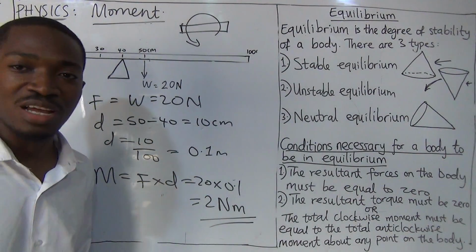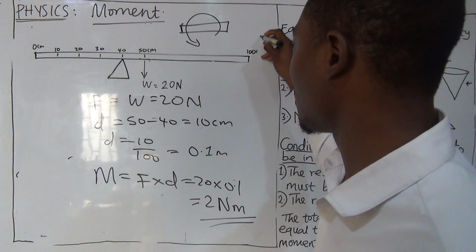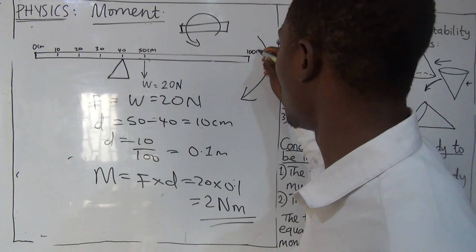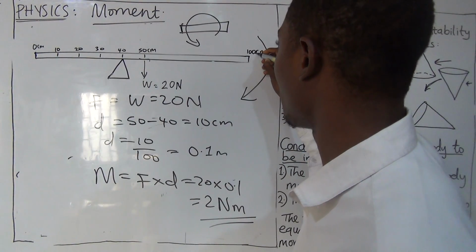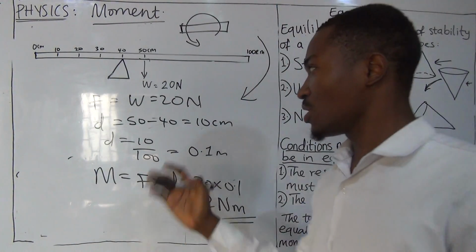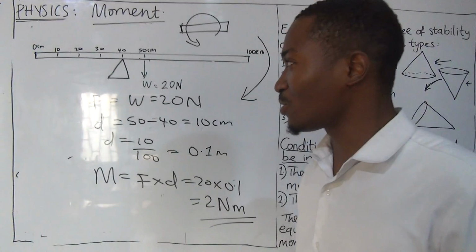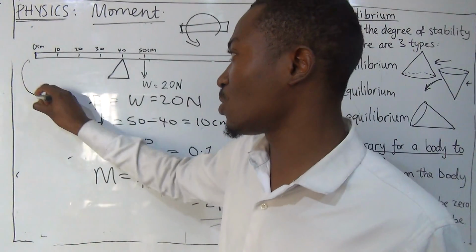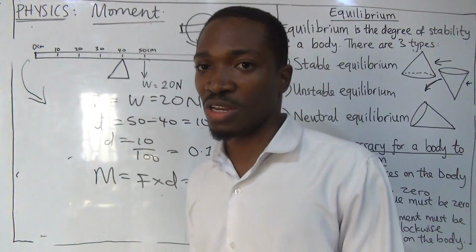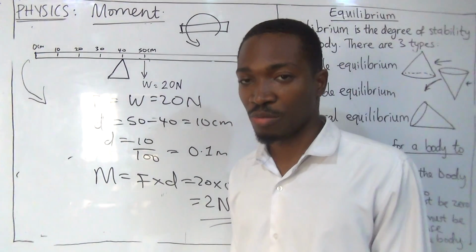So there's a resultant moment in this situation, and it is a resultant clockwise moment. Why? Because the resultant force is on the right hand side. So here, the total clockwise moment is not equal to the total anti-clockwise moment. What's the anti-clockwise moment? There's no anti-clockwise moment, because there's no force on the left hand side. So this beam is not in equilibrium.